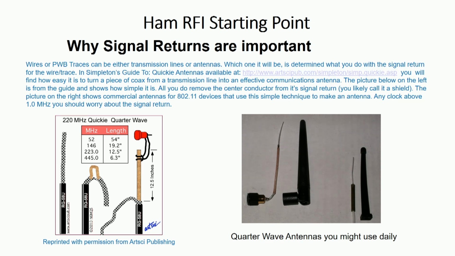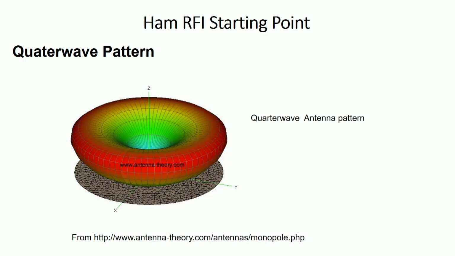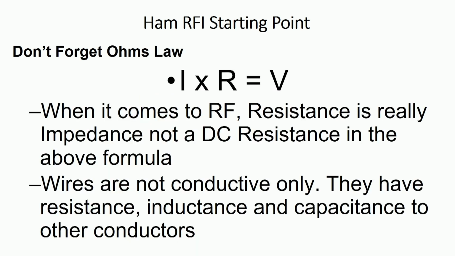What people don't realize is that the power that you're pushing down that wire, the center conductor, goes through the air, hits the shield, and comes back on the shield. So there's actually current flow through the air. And when you don't control that current flow, you have radiation. And a quarter wave pattern, you guys know what that looks like. Ohm's law, Bacher, I mentioned that earlier.